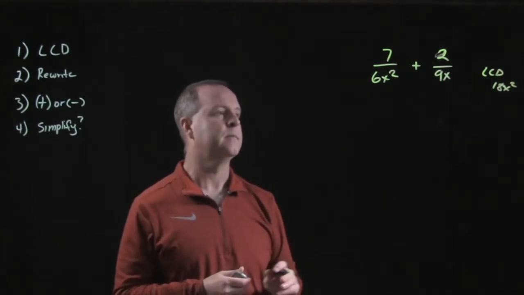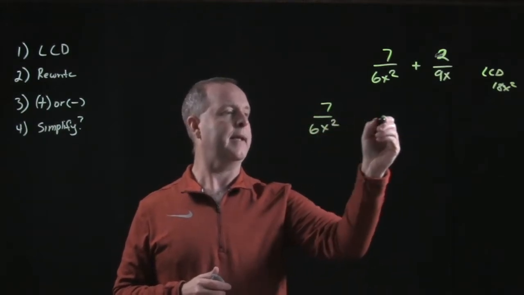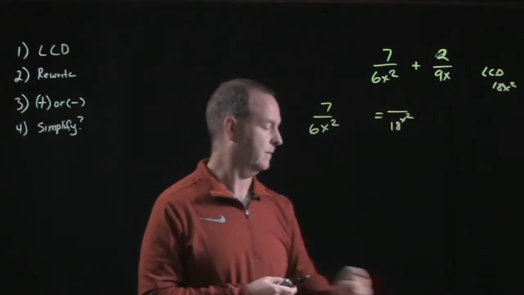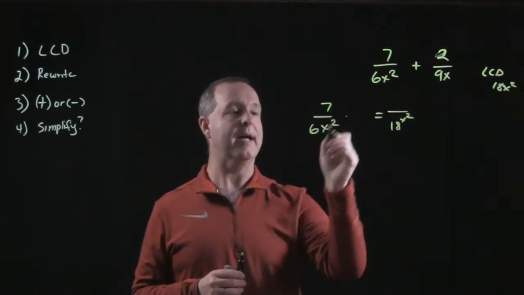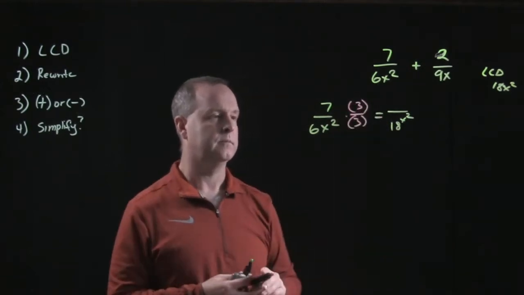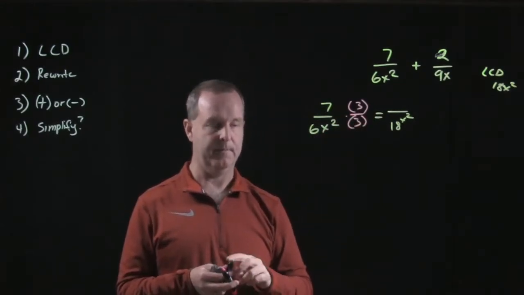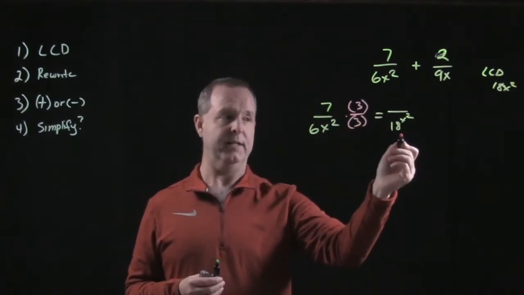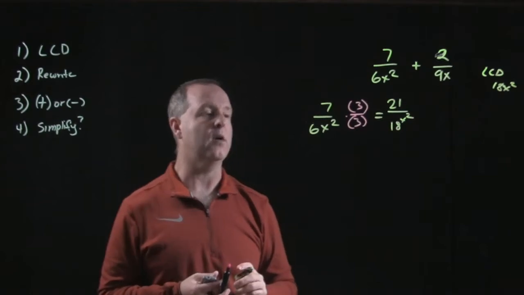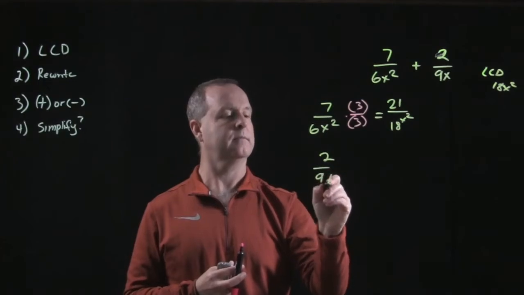So what we can do is use that to rewrite each expression as a term over 18x squared. So to choose the first one, if I have 7 over 6x squared, and I need it to become over 18x squared, I need to multiply this one by a clever version of 1. I need to multiply by a 3 over a 3. Again, any fraction when multiplied by 1 maintains that same value. So my equivalent fraction will be 21 over 18x squared.